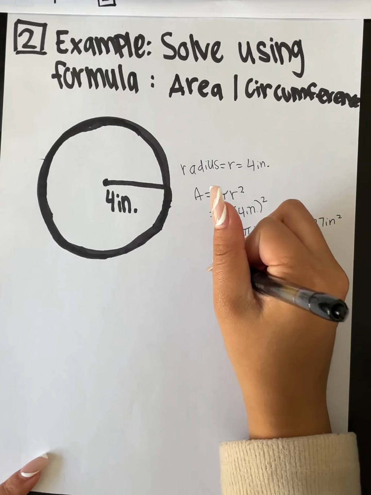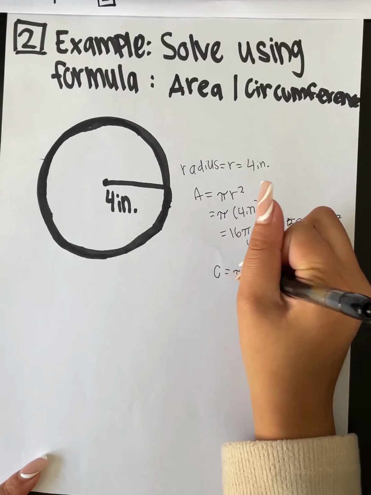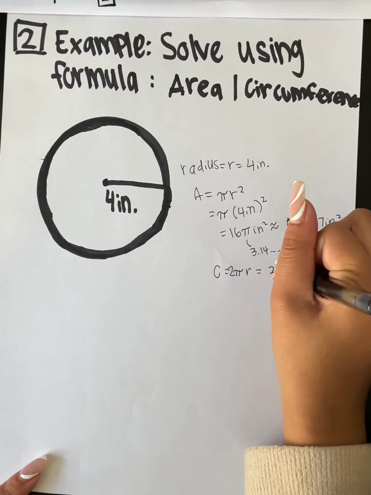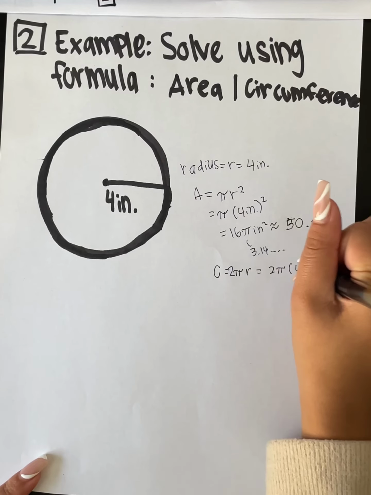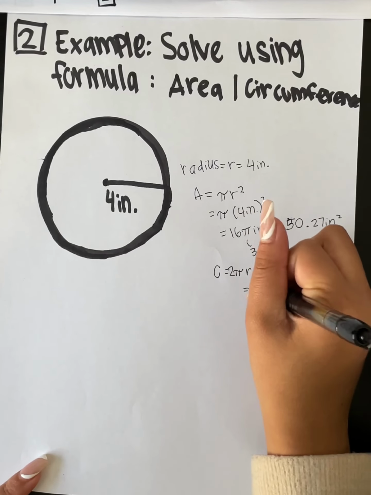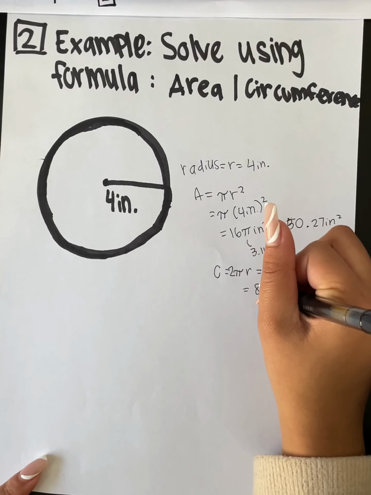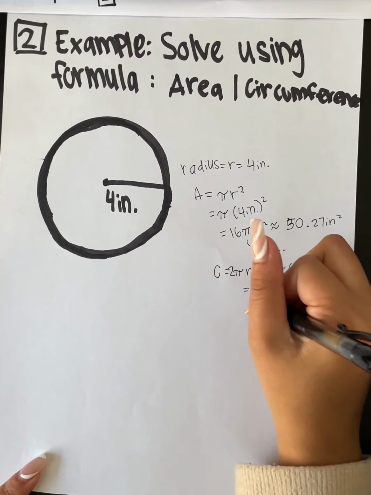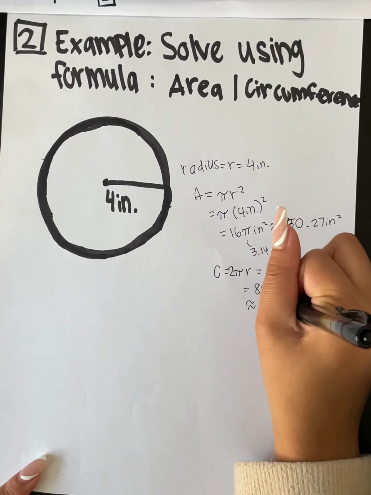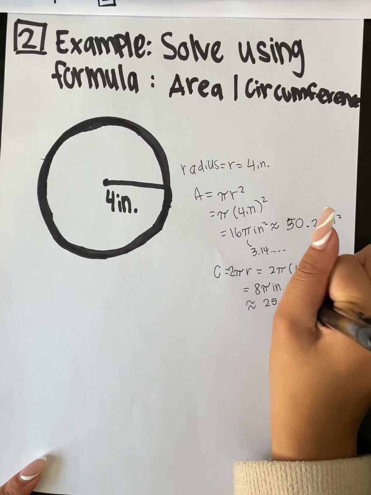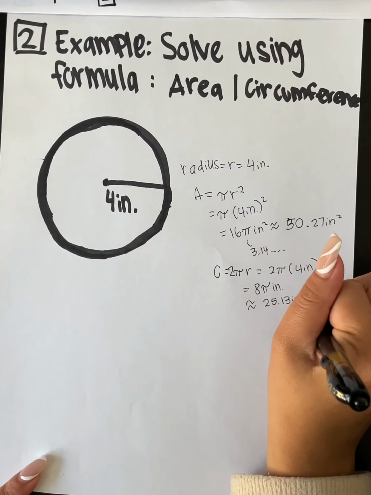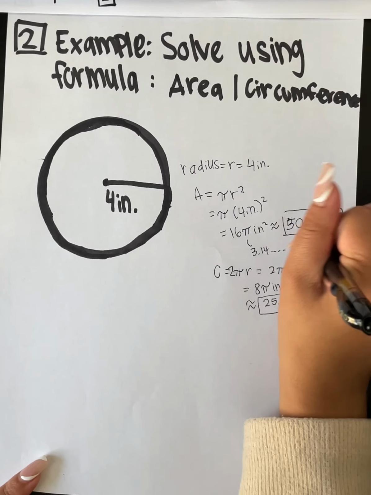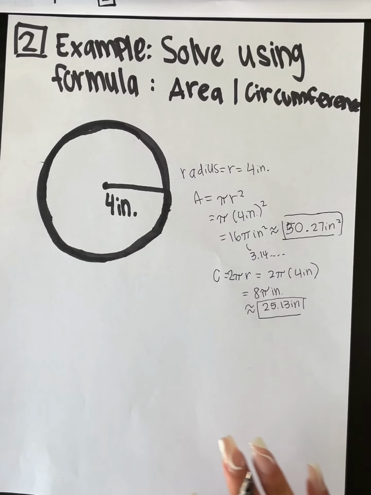And the next part, circumference. Circumference equals 2 pi r. So we plug it in, 2 pi, our radius is 4 inches, and we get 8 pi inches, also known as 25.13 inches if we plug it into our calculator. So here's one answer, and there's our area.